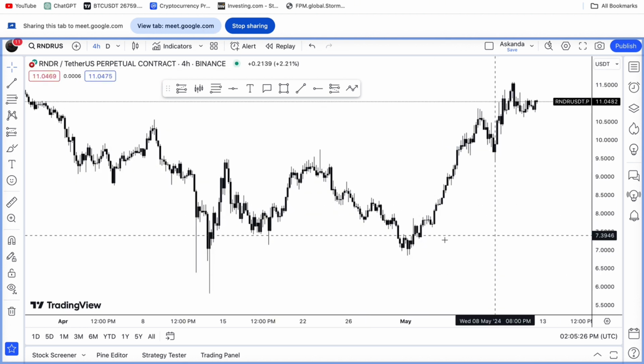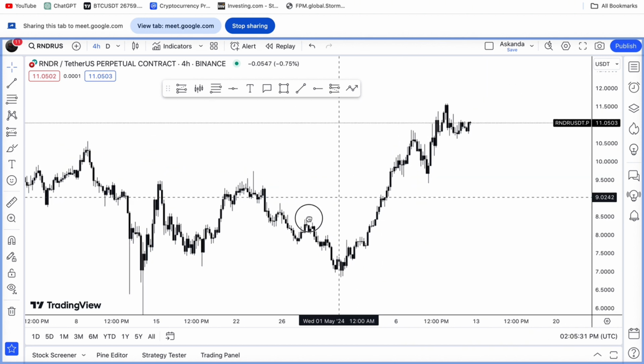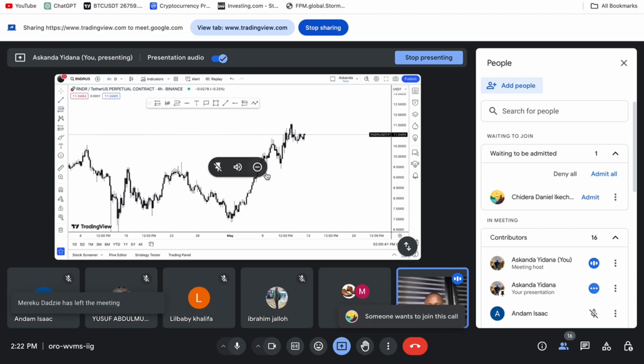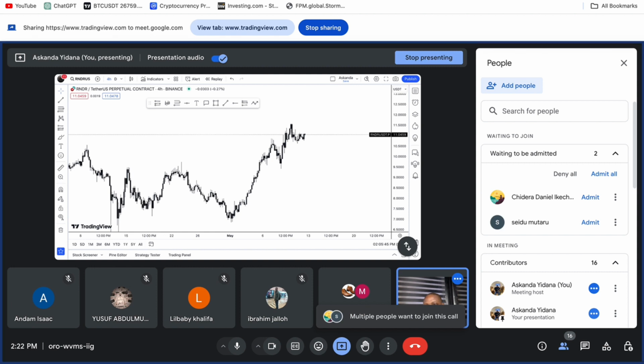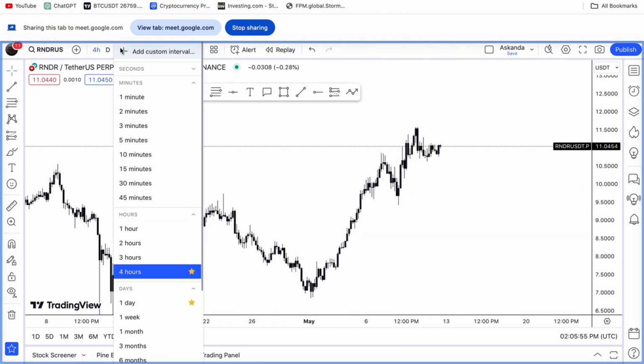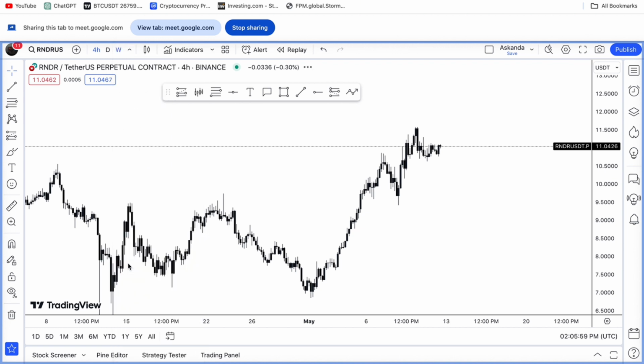So we can all see RND token is currently in a bullish trend in the 4-hour time frame. For us to do top-down analysis, we'll start from the weekly time frame, then we'll go down to the 4-hour time frame. So I'll go back to TradingView here. Then I'll go to the time frame section. This means that each candlestick has taken 4 hours to form, right? So I'm going to click here, then I'll scroll down to the weekly time frame.